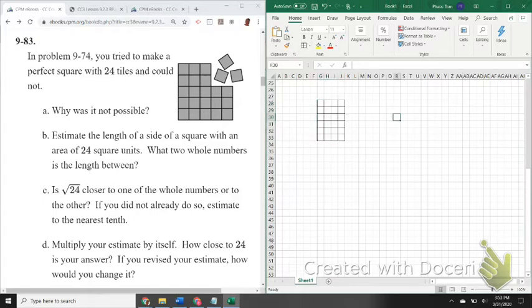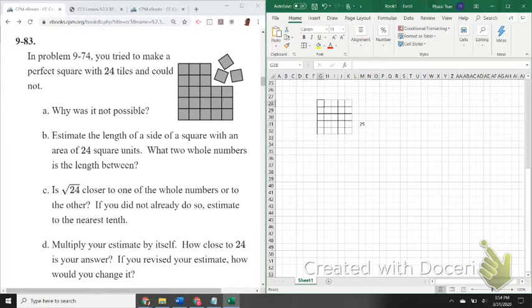Okay, so you can see I have a 4 by 6. 4 times 6 is 24, and that's obviously a rectangle, right? So what if I change it though, and what if I did this? 5 times 5, could I do that? Well, 5 by 5 does make a perfect square, but if you recall, that's a total of 25, right? They don't want 25, they want us to use only 24 tiles.